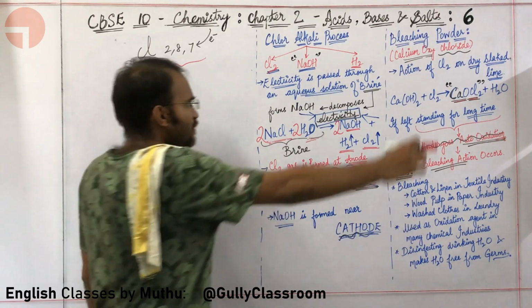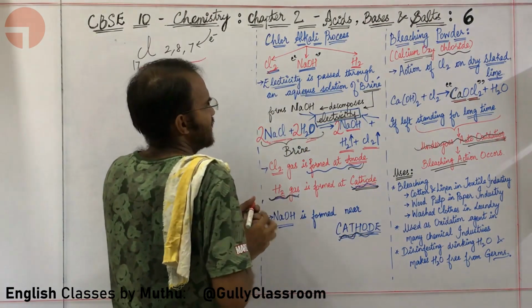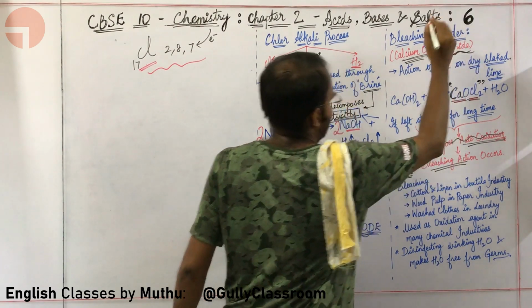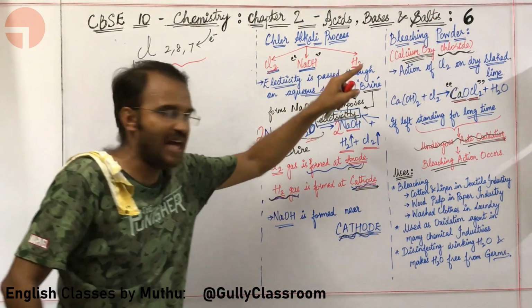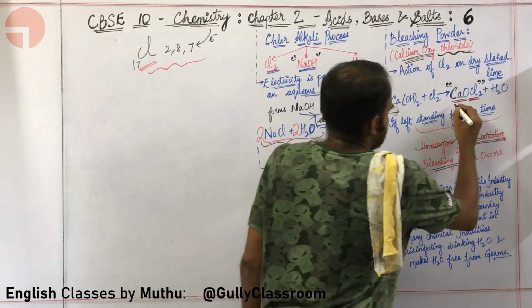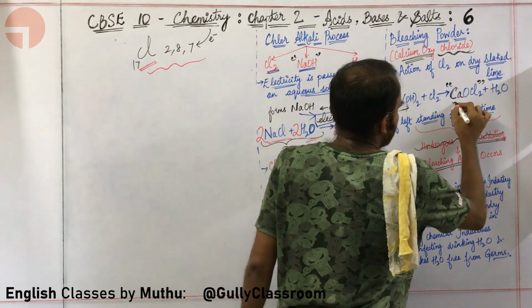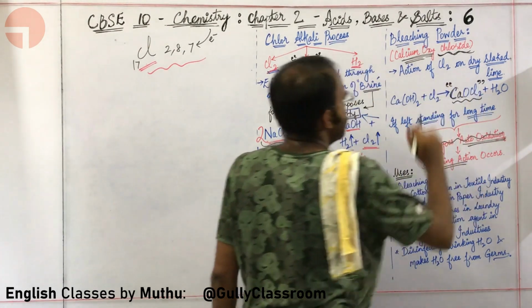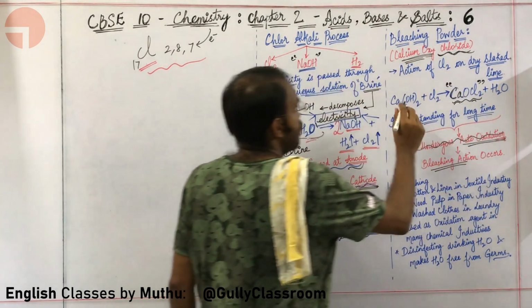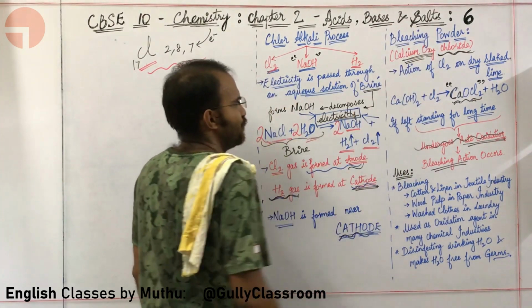Yes, sir. What is bleach called as? The chemical name of bleach is calcium oxychloride. Its formula is CaOCl2. What is the formula for bleach? The formula for bleach is CaOCl2. So, how is bleach manufactured?